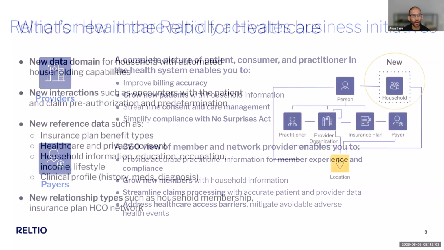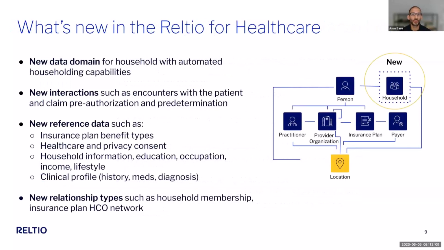So now I'll talk about what is new for the healthcare velocity pack that allows us to drive these business outcomes for our customers. So starting with the data domain, now it has the ability to group households based on things like income or bank account information. And that will provide more value from the velocity pack. Then there's added interactions, things like encounters with patient and claim pre-authorization, predetermination.